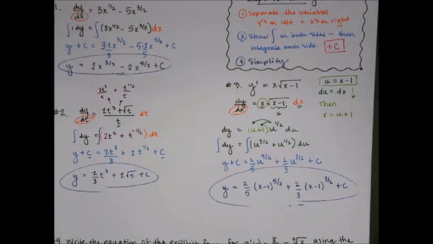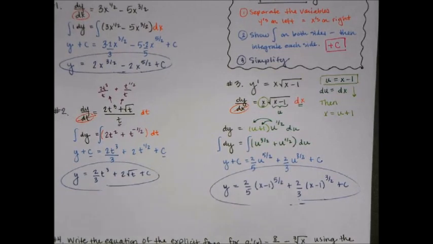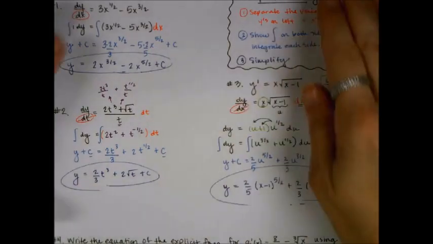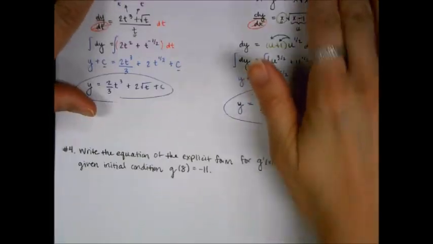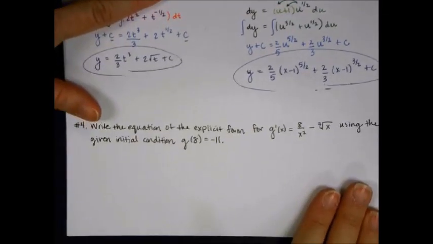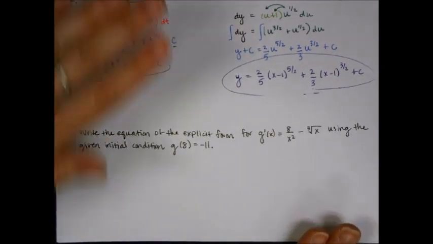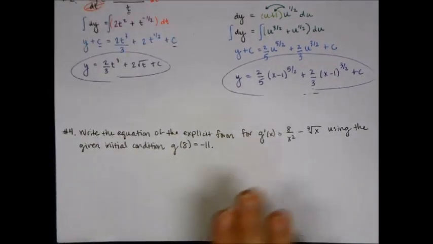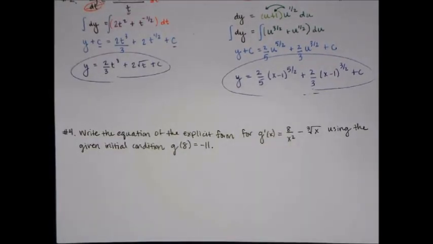All right, so in problems 1 through 3, it was pretty straightforward, just solving those differential equations. The last example that I have for you is just a little bit different. So problem number 4 here is write the equation for the explicit form for this differential equation g prime using the given initial condition g of 8 equals -11. So what's happening is the same thing essentially.